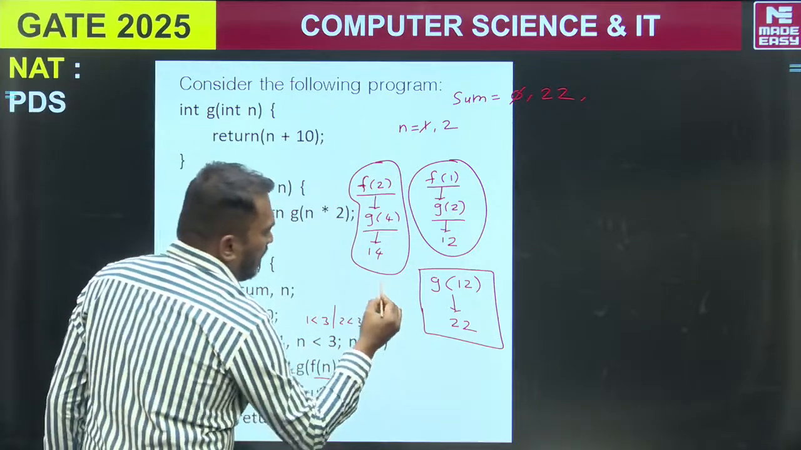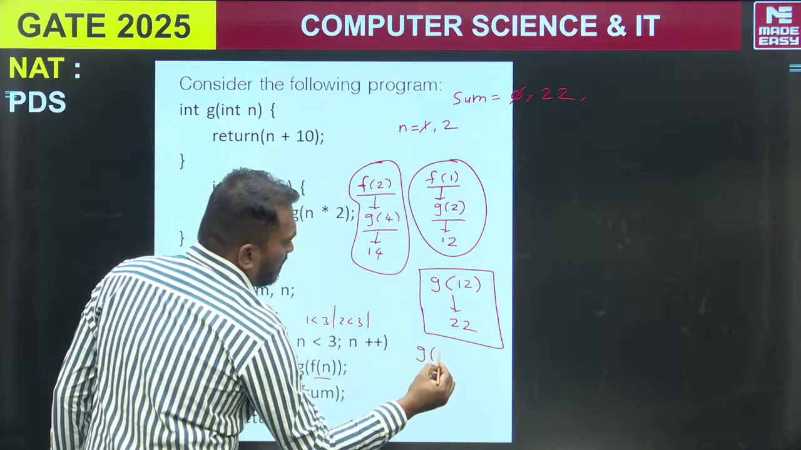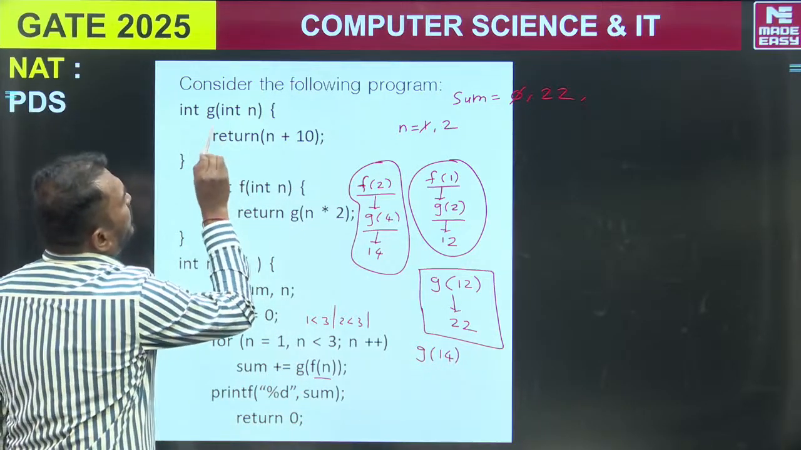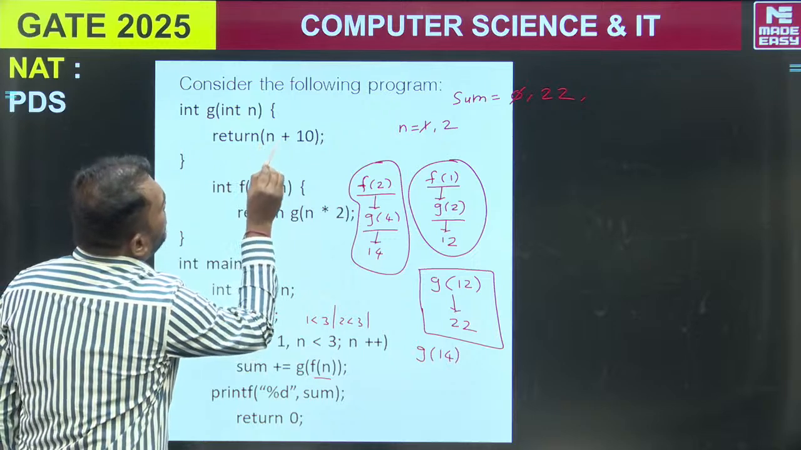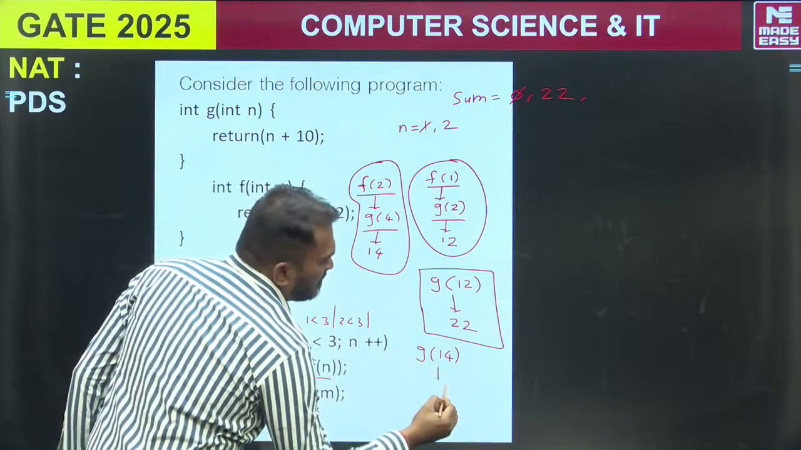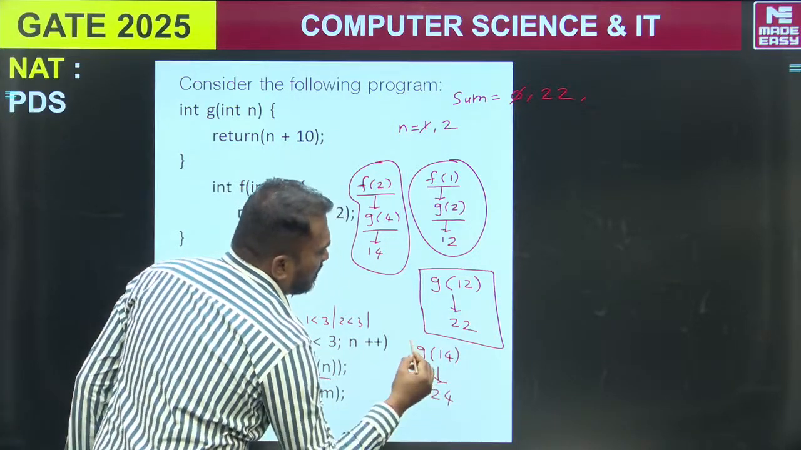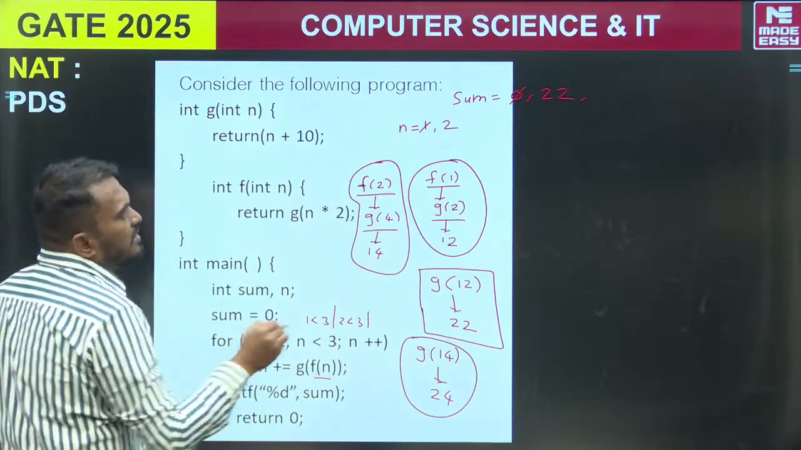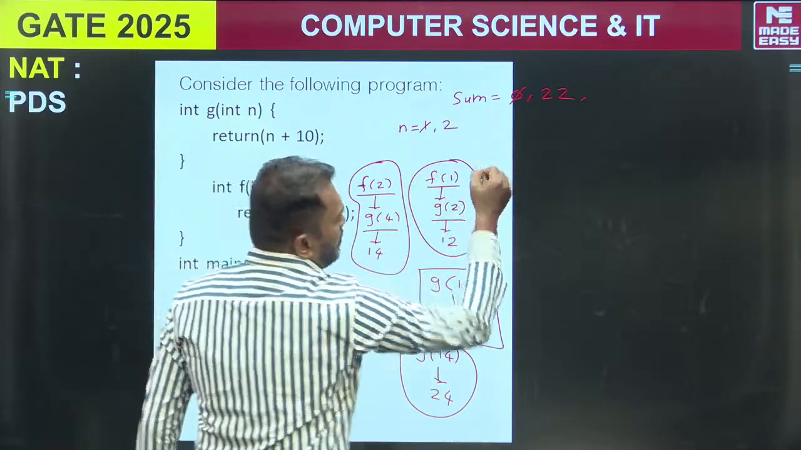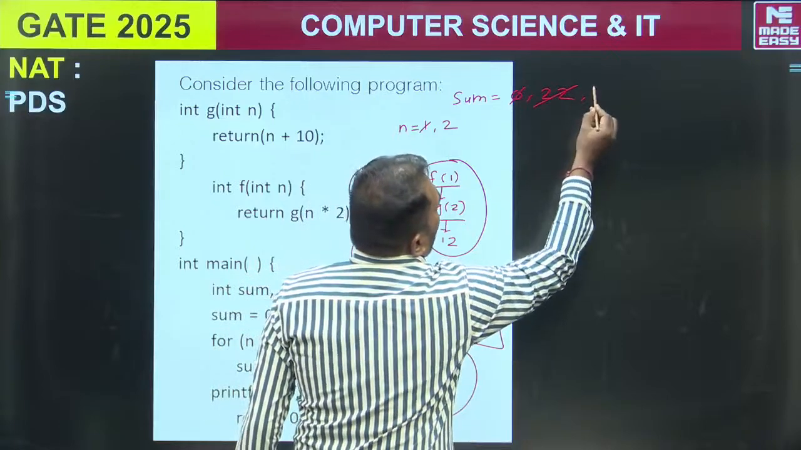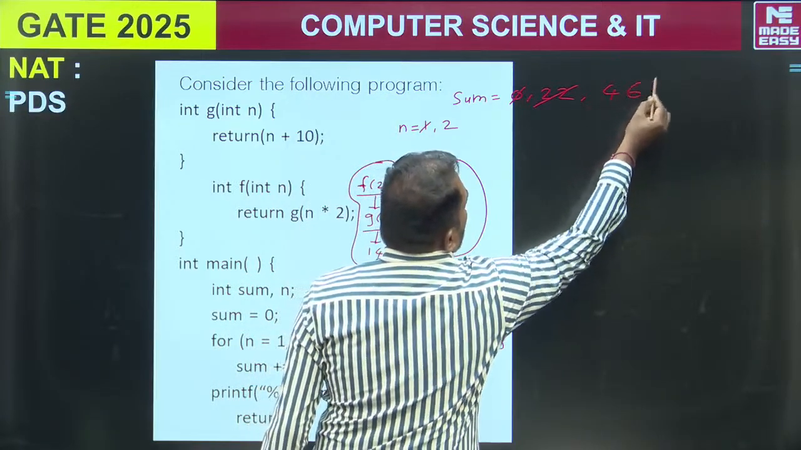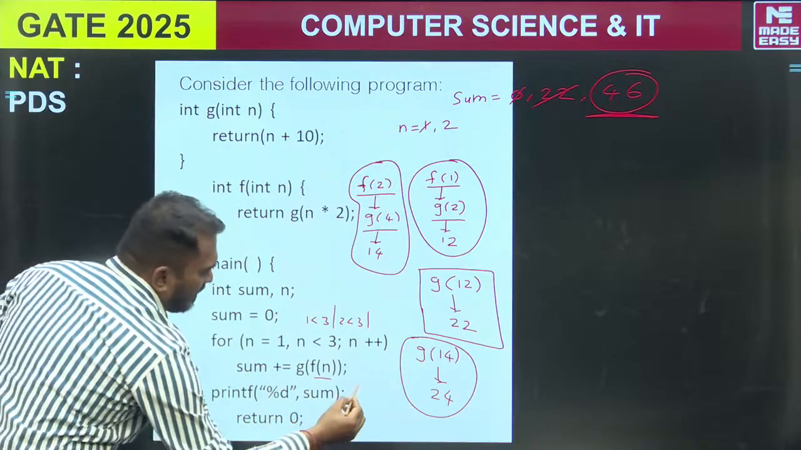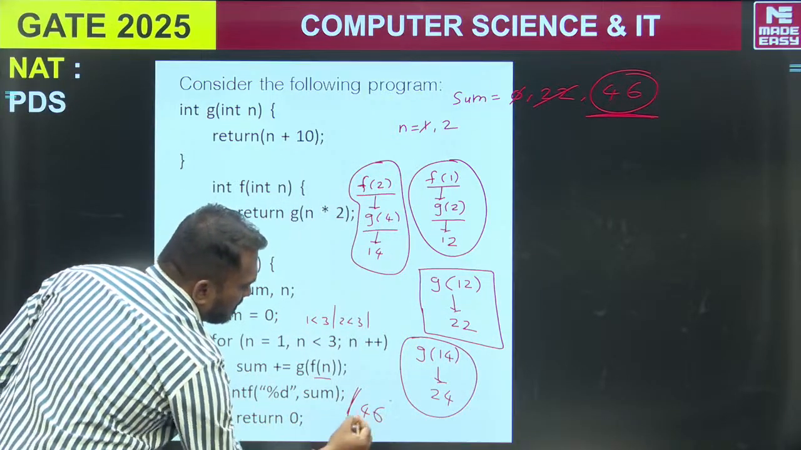Function g. Now tell me here, indirectly you are calling g of 14. So g of 14 means in the function g you are passing 14. So 14 plus 10, this is returning what? 24, okay, correct. So that 24 will be added to what? Sum. Remember sum value is already 22, 22 plus 24, that is what? 46. So this is the answer. I am writing the answer here, 46 is the right answer.